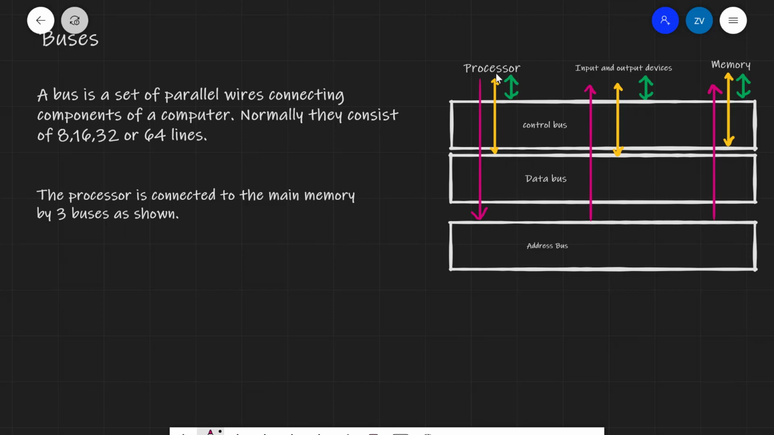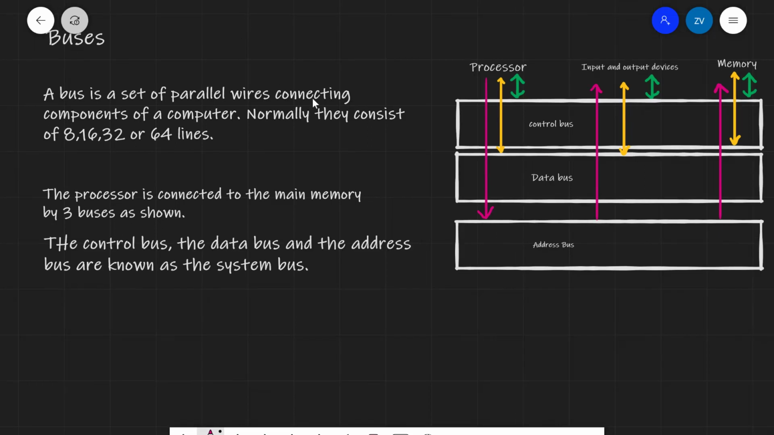Control signals are sent along the control bus. In this figure, as you can see, the data, address, and control buses connect the processor, memory, and the I/O controllers. These 3 buses are known collectively as the system bus. In fact, this is really important, so we're just going to write this down. The control bus, the data bus, and the address bus are known as the system bus.